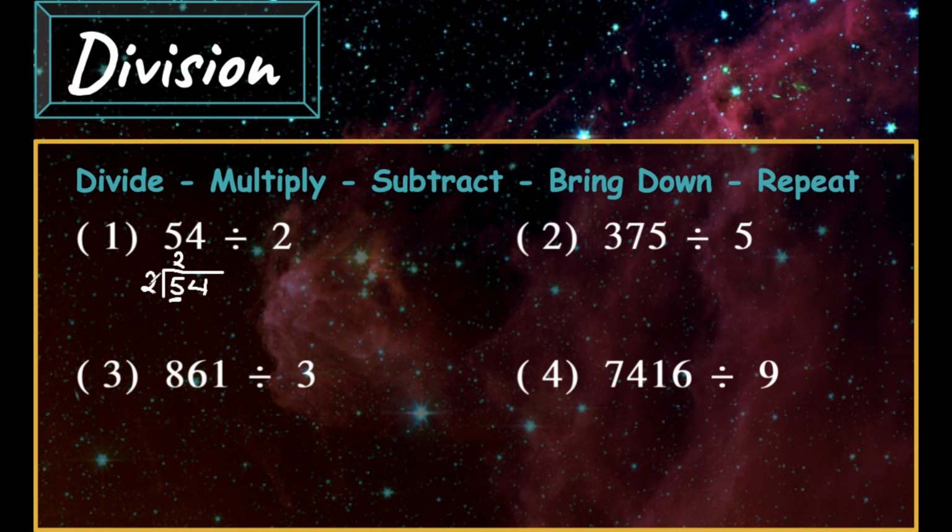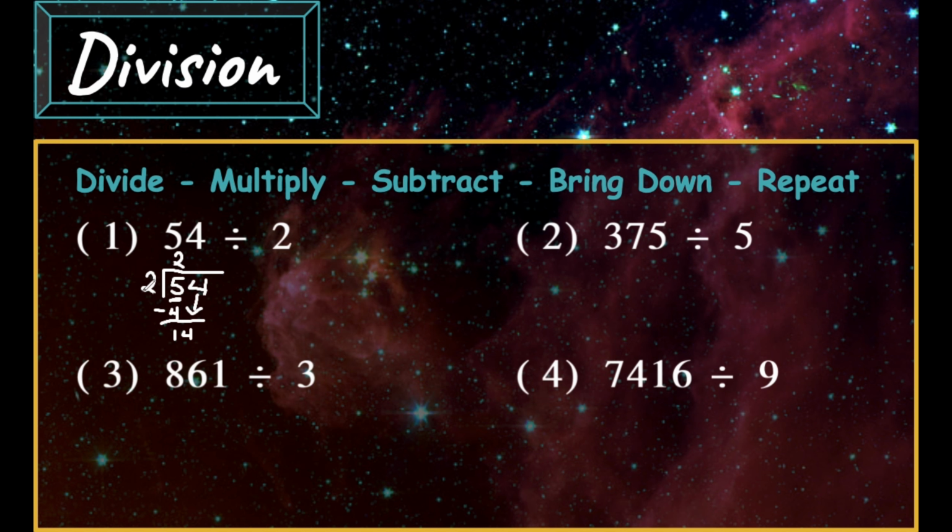Now we need to multiply the number on the outside of the box by the number that we wrote on top. 2 times 2 is going to be 4. Next, we're going to subtract 5 and 4. 5 minus 4 is going to be 1. And then we're going to bring down the next number, which is 4. And now here we have 14. Now we're going to repeat the process.